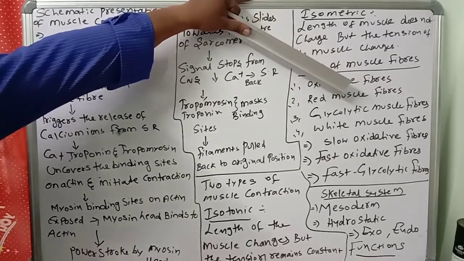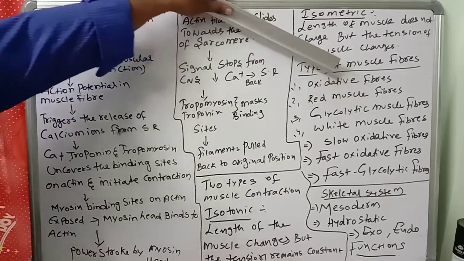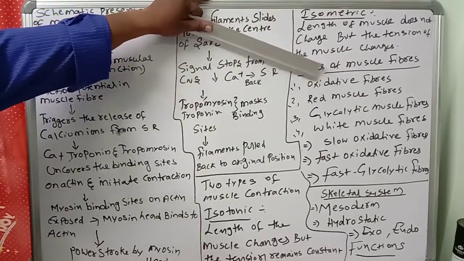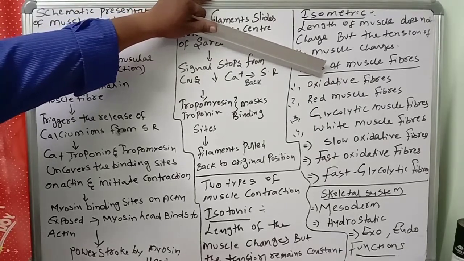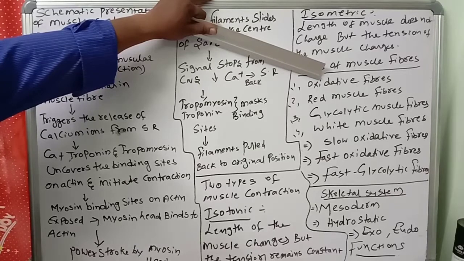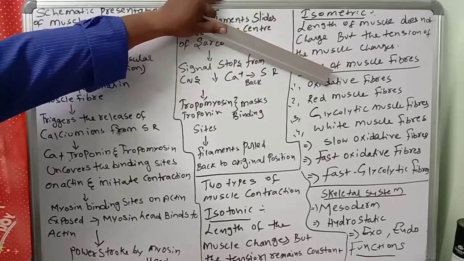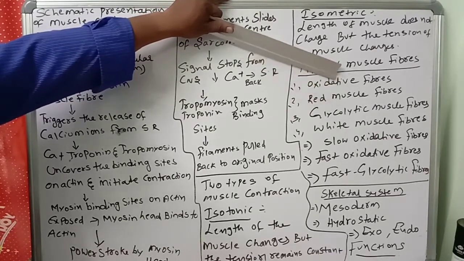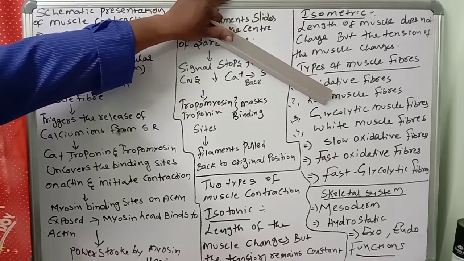Fibers that contain numerous mitochondria and have a high capacity for oxidative phosphorylation are classified as oxidative fibers. More mitochondria means they are called oxidative fibers. Such fibers depend on blood flow to deliver oxygen and nutrients to the muscles. So these fibers depend on blood flow. The oxidative fibers are termed red muscle fibers.